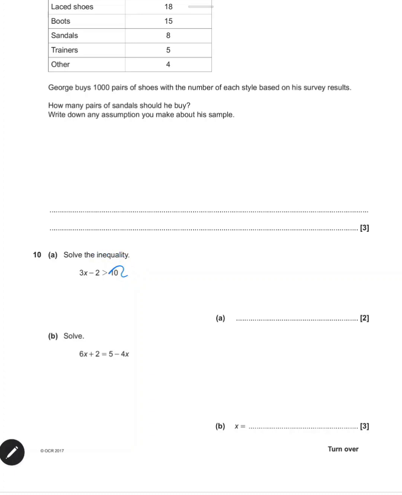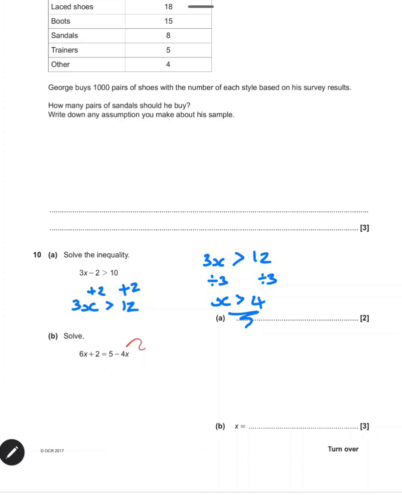Question 10, we've got an inequality to solve. If this was an equal sign, you'd probably just say, right, I'll add 2 to both sides. So we're going to treat this exactly the same. Add 2 to both sides, trying to get x on its own. You've got 3x, negative 2 add 2 cancels. We've got the greater than sign, and 10 add 2 is 12. If you've got 3x is greater than 12, you can divide both sides by 3, the opposite of timesing by 3, and you're left with x is greater than 4.